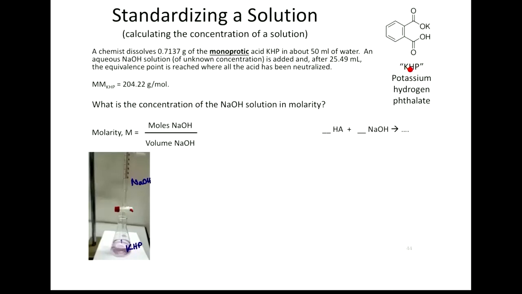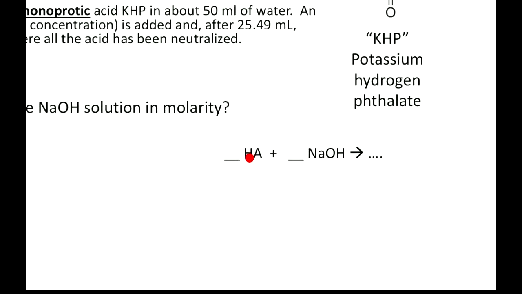KHP is a monoprotic acid, there's just one H plus attached to that acid. So I want to write that here, HA, I'm just trying to show that that is KHP. If HA is a monoprotic acid, how many moles of sodium hydroxide do I need to neutralize it? 1. Yes, so the ratio here is 1 to 1. Do I actually have to finish the whole reaction? No, I don't. I just need to know that this is a 1 to 1 ratio.